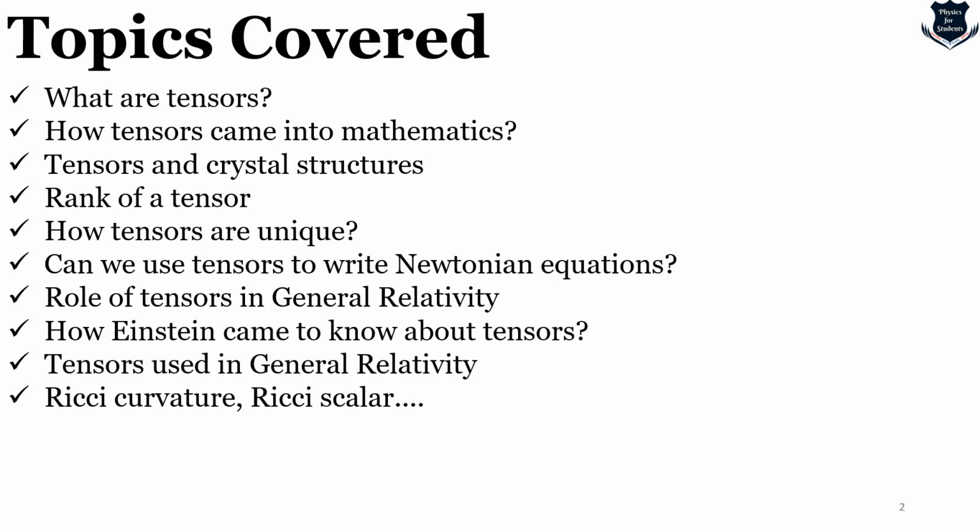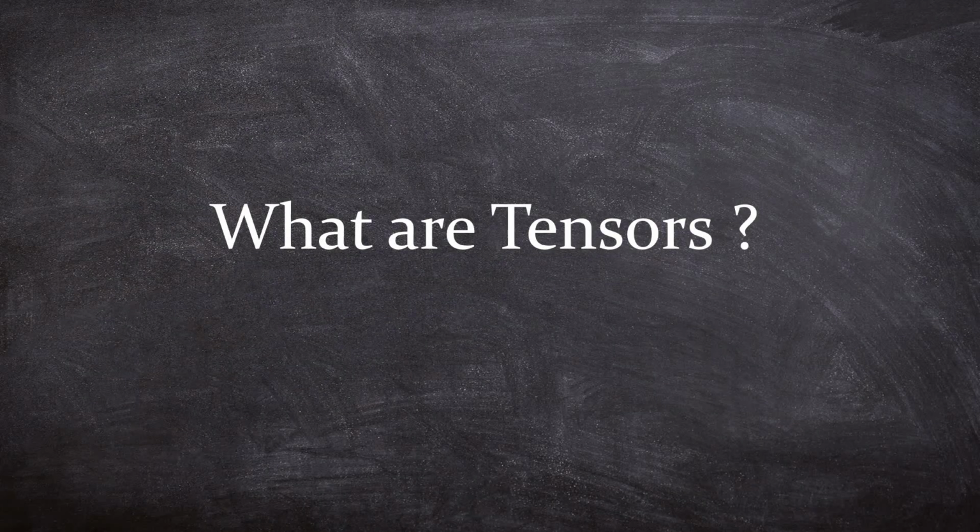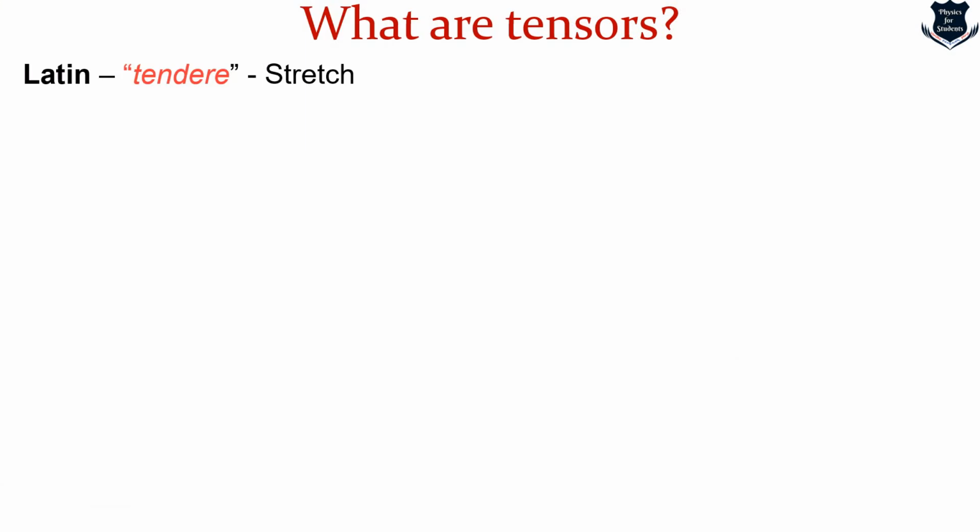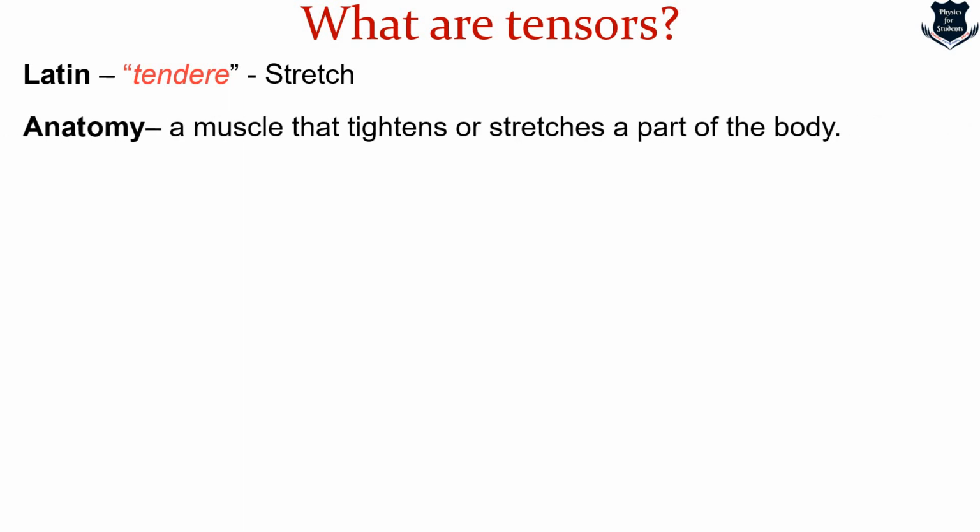Having laid out these topics, and having already talked about what we are going to discuss, first we will understand what tensors are. Now as we talk about tensors or any mathematical or physical concept, it all comes from Latin words. Here the first Latin word, tendere, actually means stretch. In anatomy, a tensor is a muscle that tightens or stretches a part of the body.